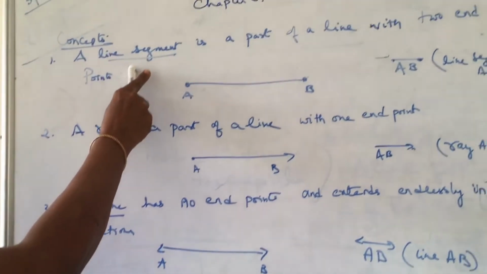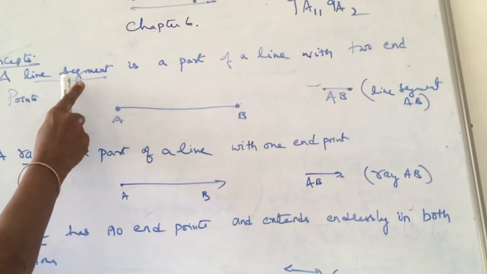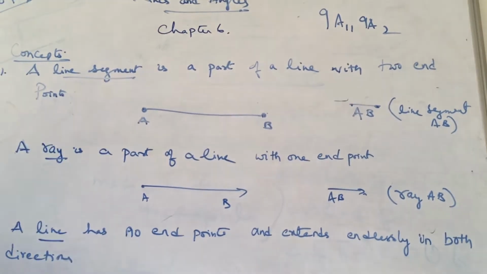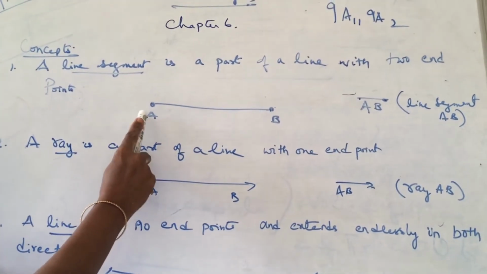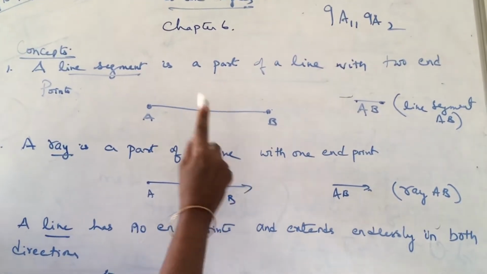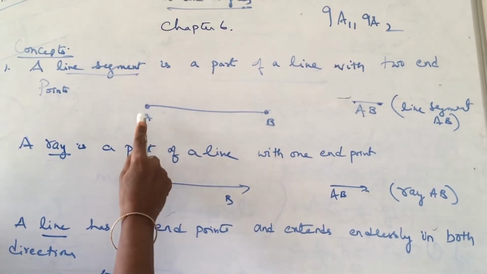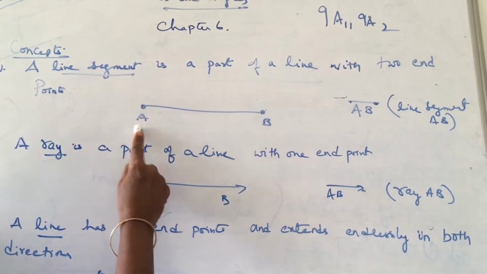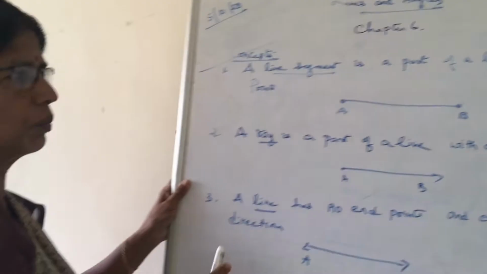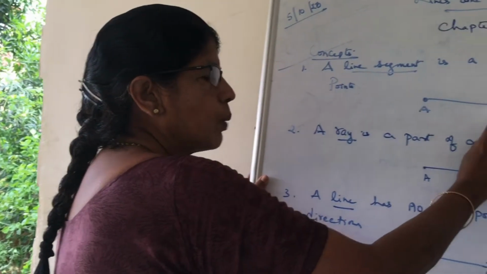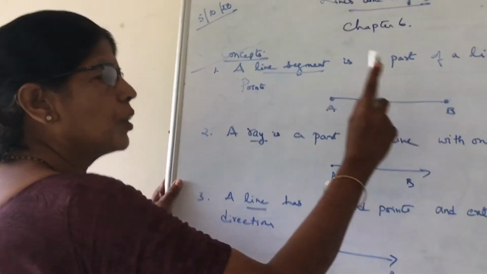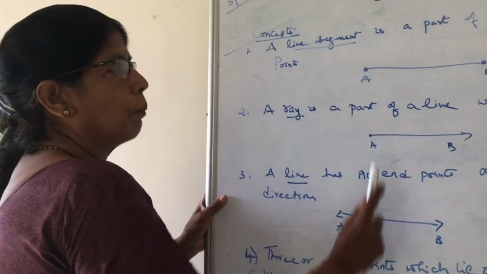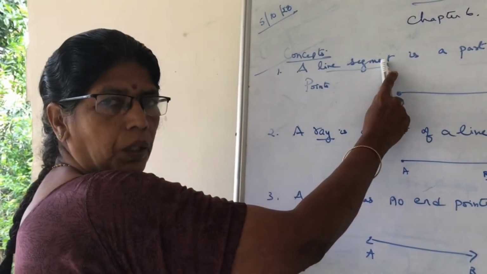Line segment. A line segment is a part of a line with two endpoints. Because it has two endpoints, children, you can measure a line segment. The endpoints will give you a chance to measure the line segment. You cannot measure a line, but you can measure a line segment.